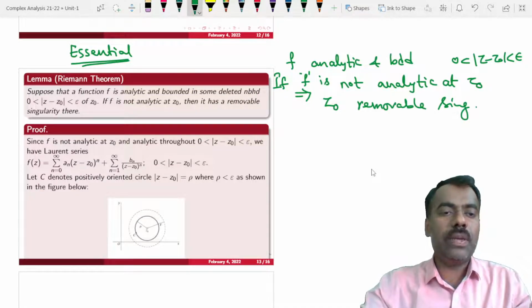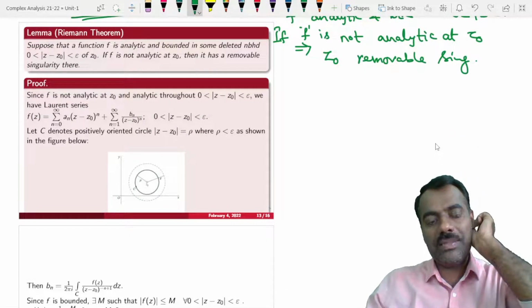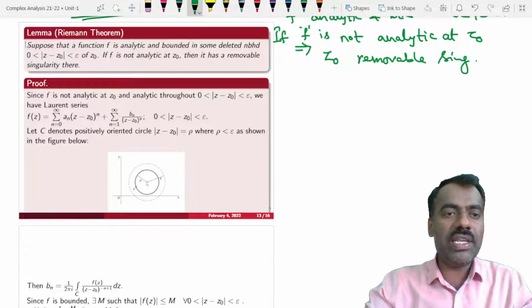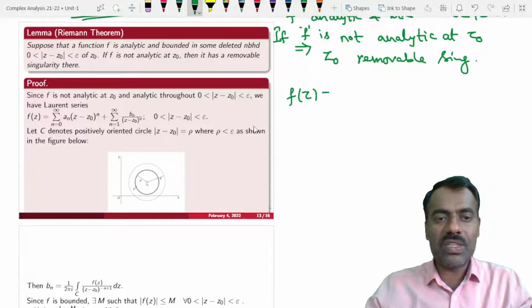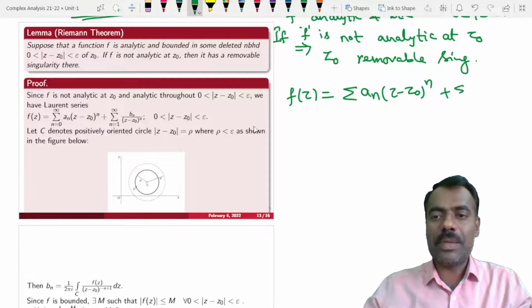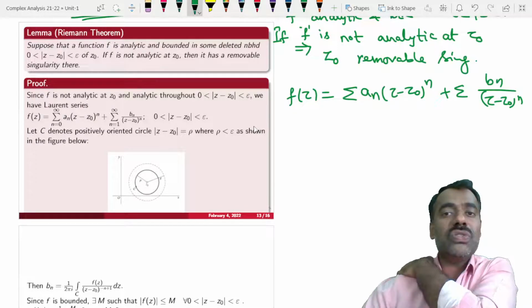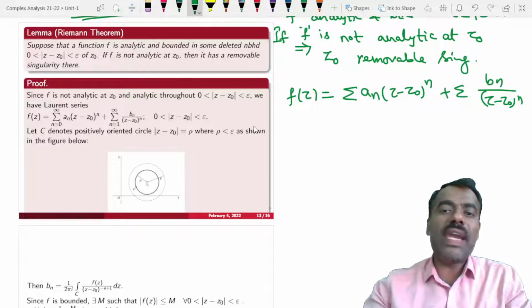How can we prove it? It is not at all difficult. Suppose f is not analytic at z naught, but it is analytic throughout this annular region 0 less than mod z minus z naught less than epsilon. So we have a Laurent series expansion. We can write f of z equal to summation a_n (z minus z naught) to the power n plus summation b_n by (z minus z naught) to the power n, where the a_n and b_n can be calculated using integrals where c is any closed contour in that annular region.